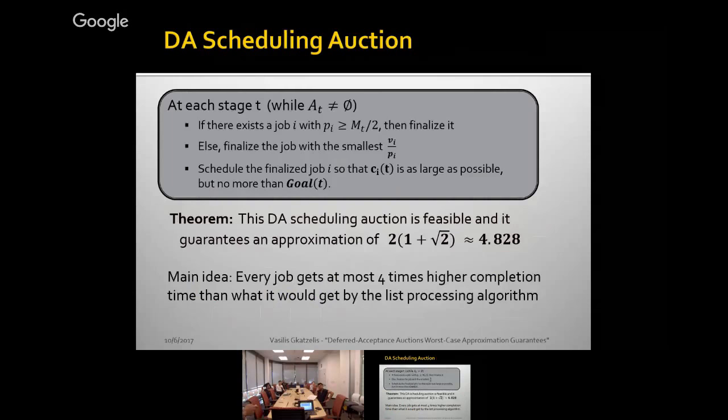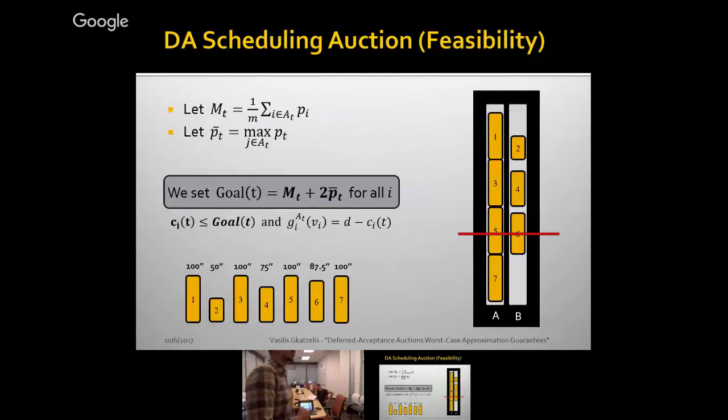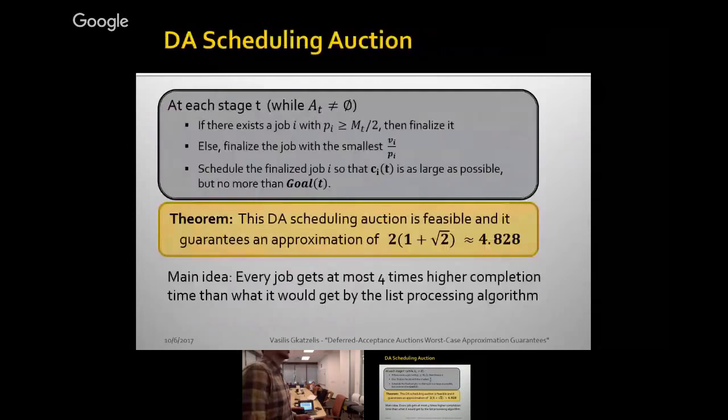And the result that we get is this. The actual algorithm that we have is at each stage, we have to make that tricky decision here. If there exists a job whose processing time is greater than half the makespan, then we finalize the job with the largest size. Otherwise, we just use that scoring function. And we schedule the finalist job so that its completion time is, as I mentioned before, as large as possible, but no more than the goal that I set.